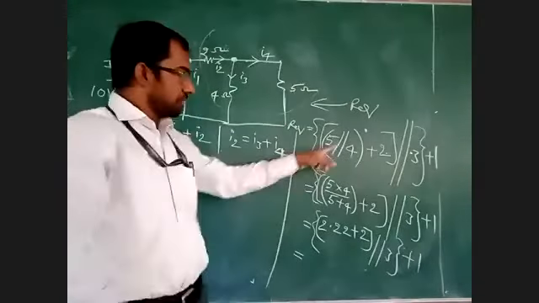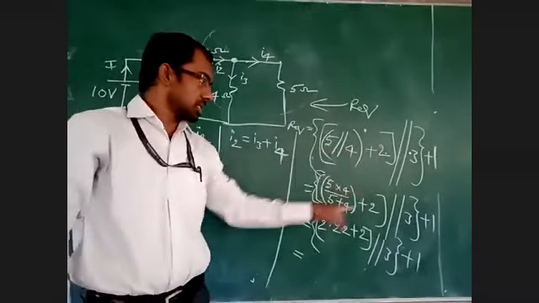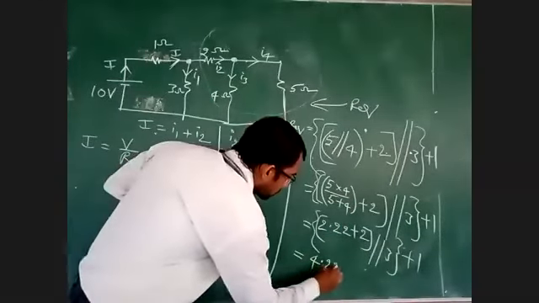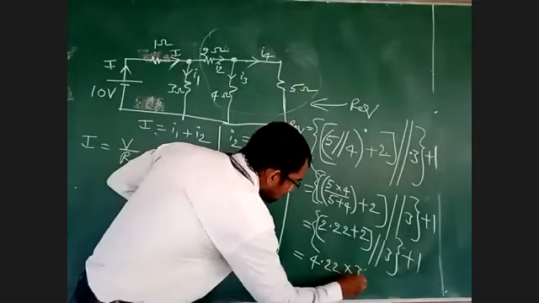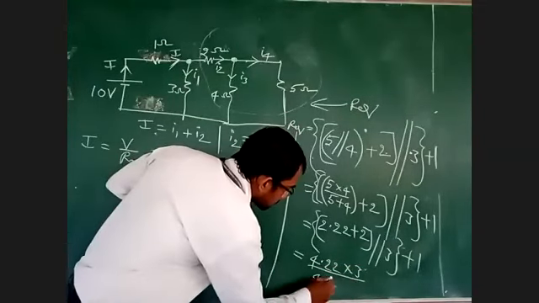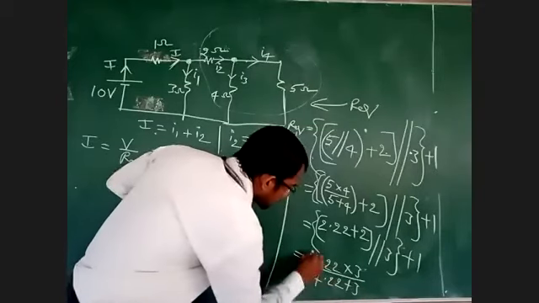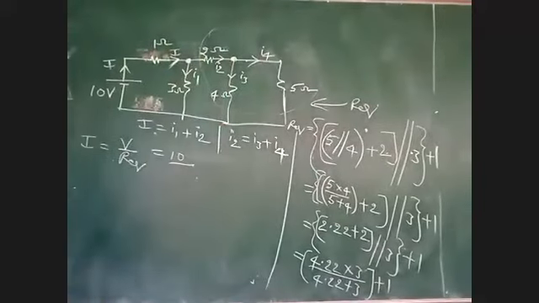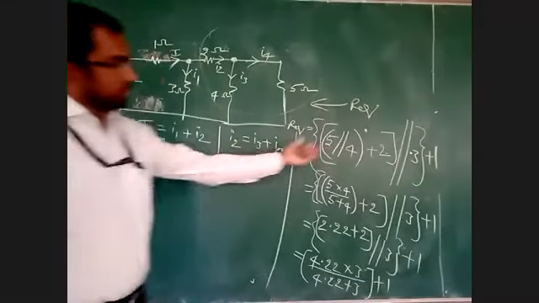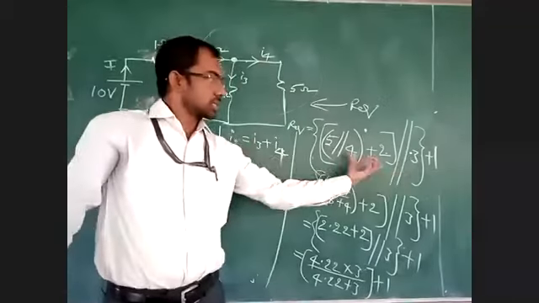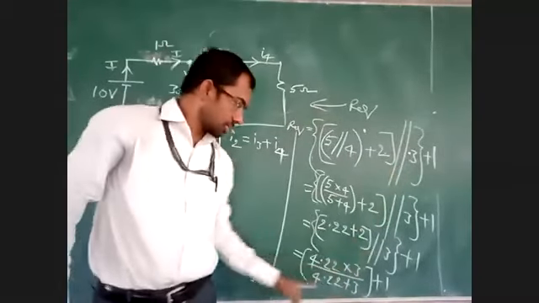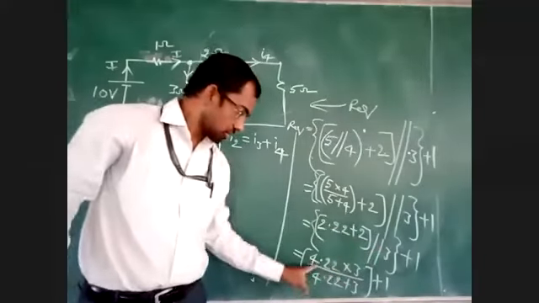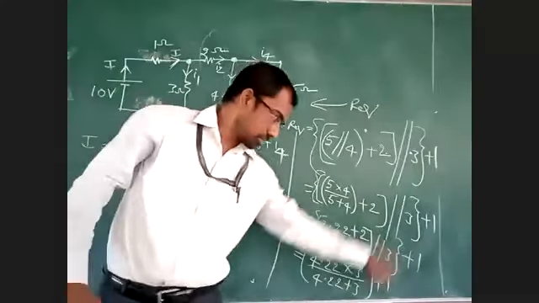See here, first we are calculating this, then we will add this. 2.22 plus 2 is 4.22, in parallel with 3. So first we calculate this bracket, then this, then parallel with 3. Parallel with 3 means R1 R2 by R1 plus R2, and then plus 1.